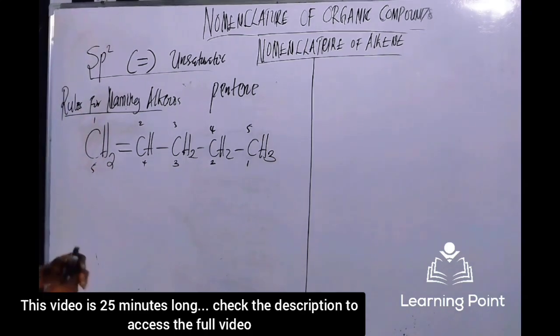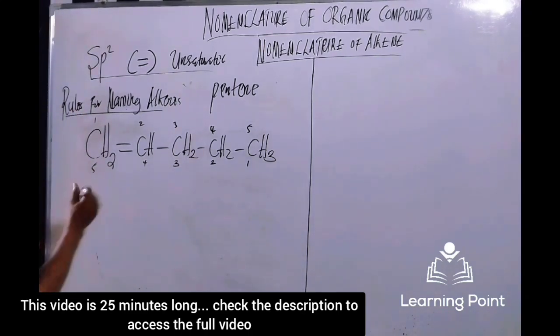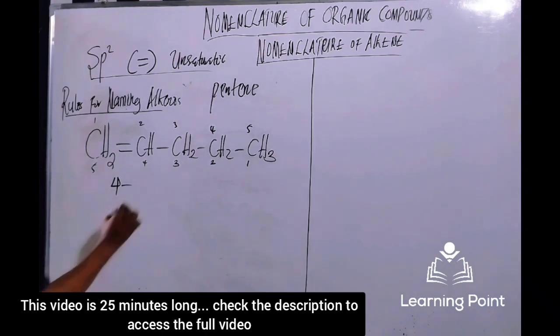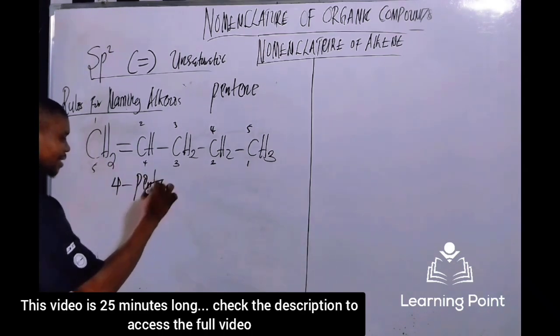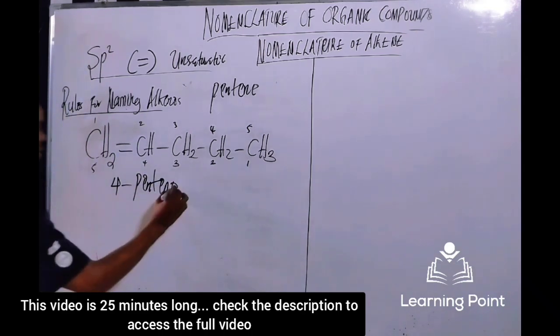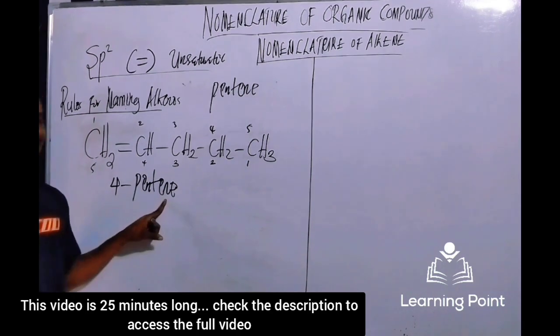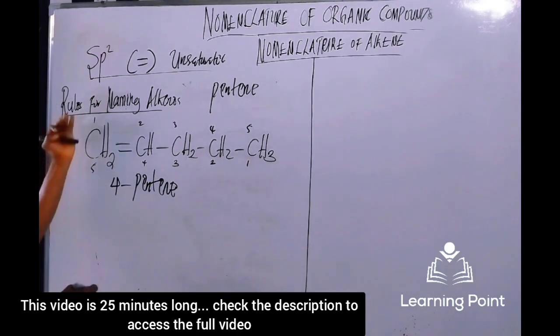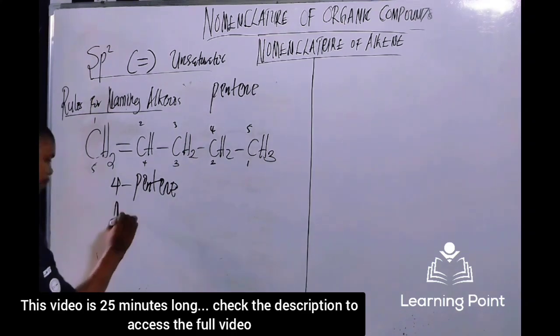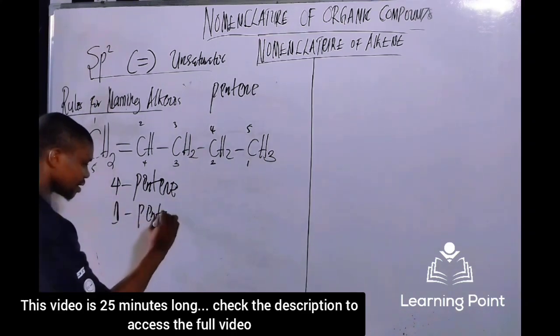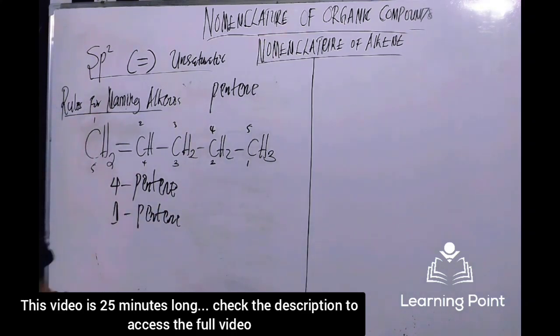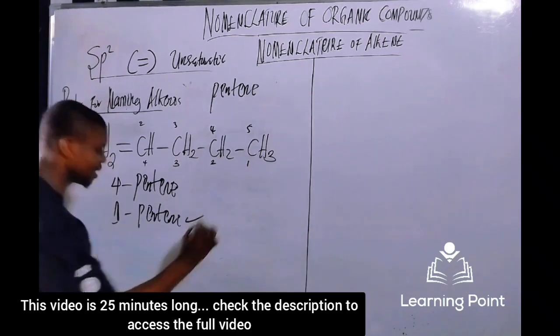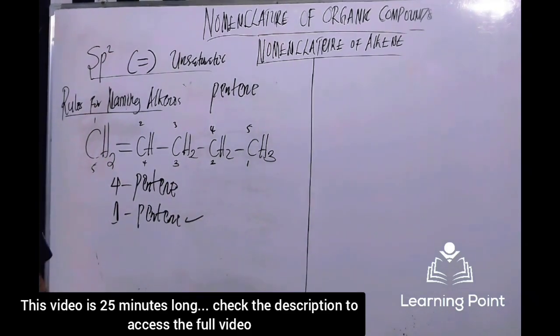You get? So if I start from here, I'm going to have 4-pentene. That is pentene that carries a double bond, but the double bond is carried by carbon 4. But when I start from the other end, it's going to be 1-pentene. Which is going to be the correct one? Of course, 1-pentene is the correct one.